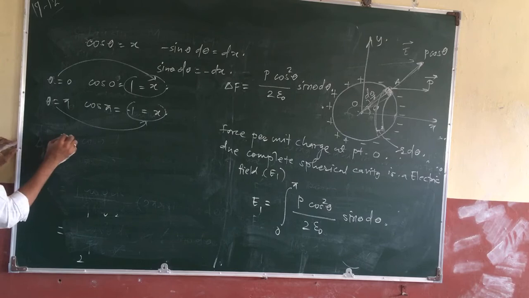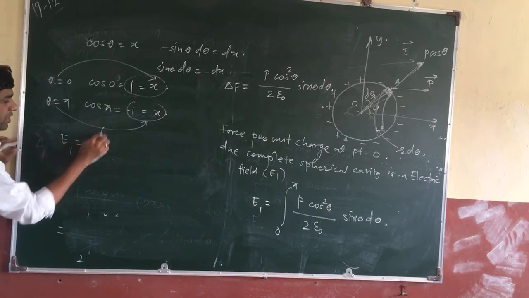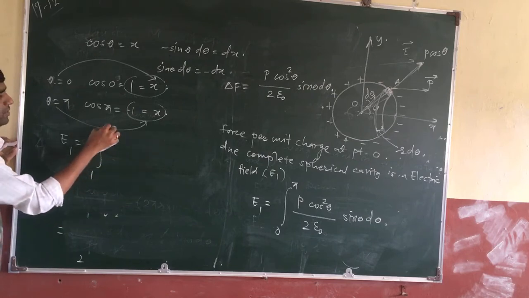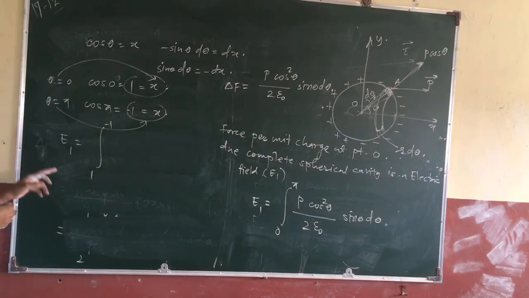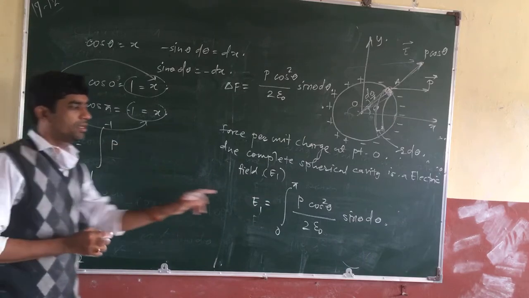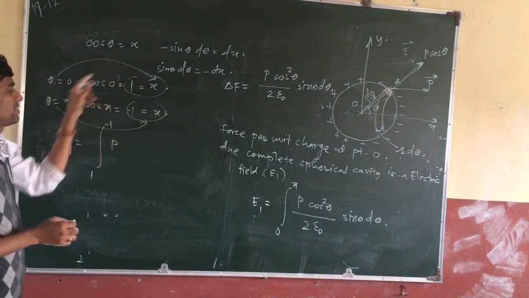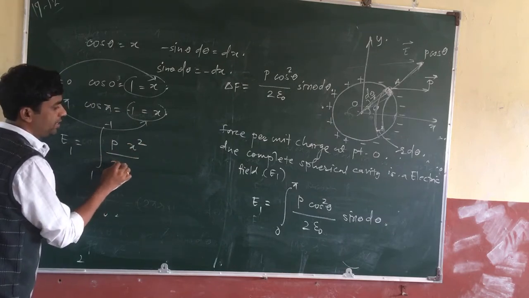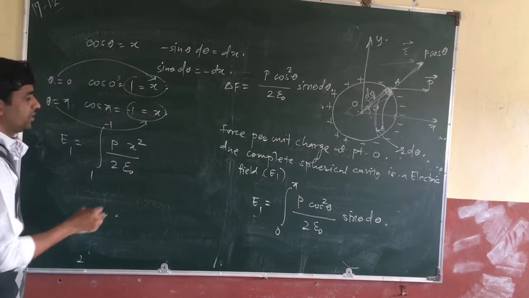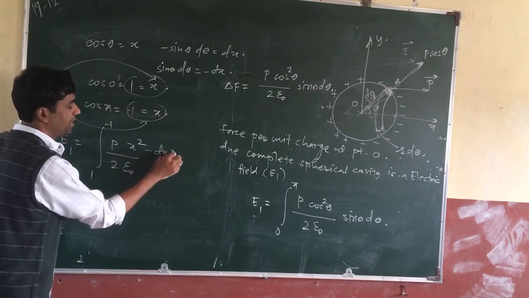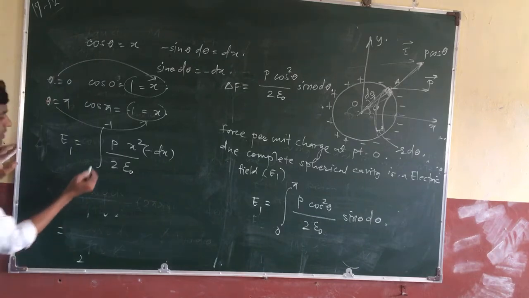So what is this integration? E1 is equal to the integration from x equal to 1, that is theta 0, to x equal to minus 1, that is theta pi. P, I have to take cos theta is equal to x, so this will be x square divided by 2 epsilon naught, and this sin theta d theta is known as minus dx.